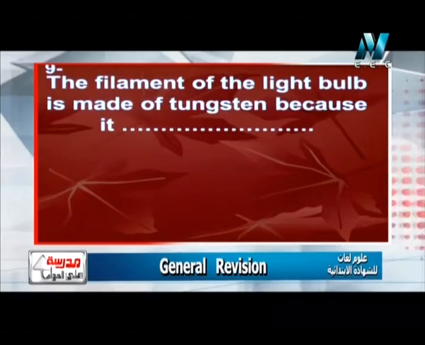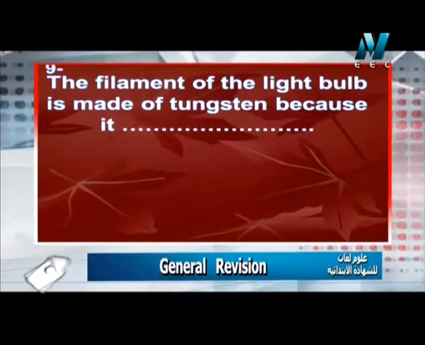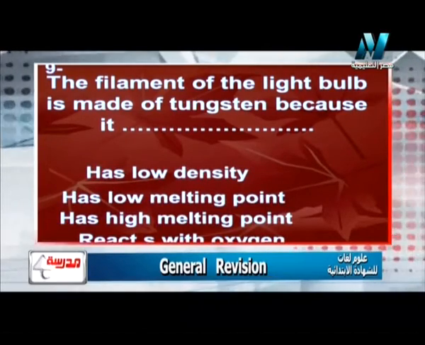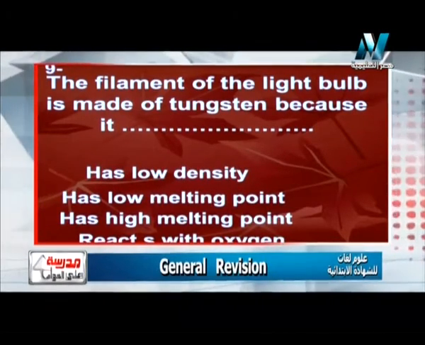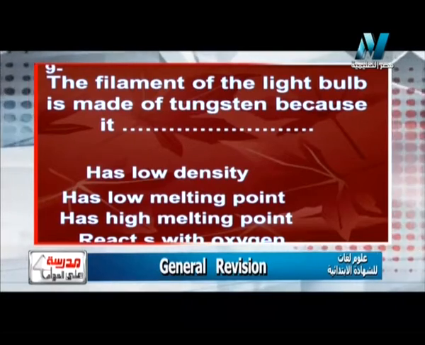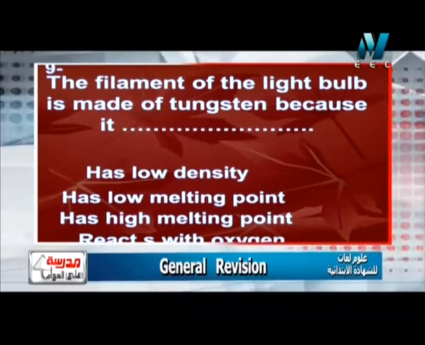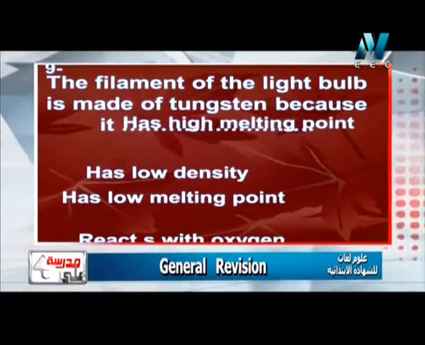Another question. The filament of the light bulb is made of tungsten because it has low density, low melting point, high melting point, or reacts with oxygen. Again, the filament of the light bulb is made of tungsten, as we know, because it has a high melting point.